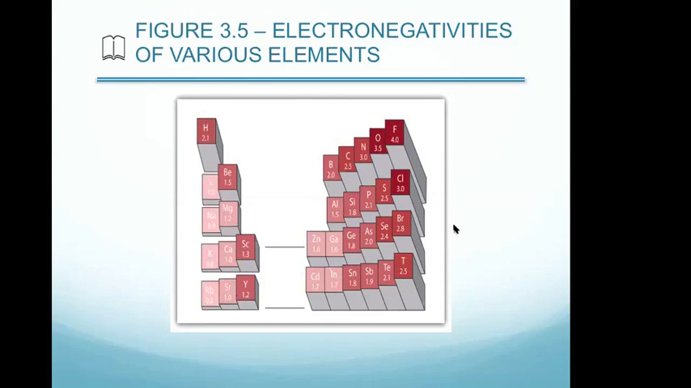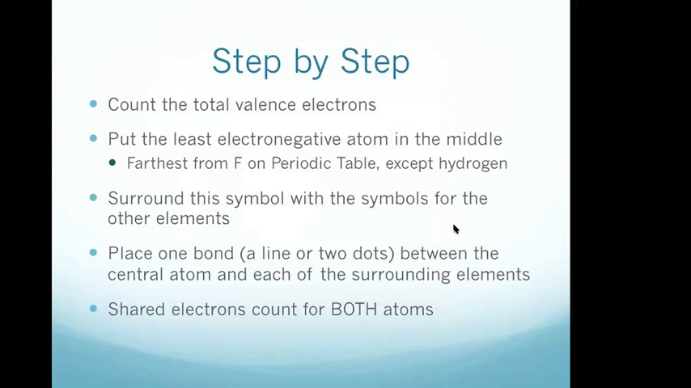All right, so once you have your element that's in the middle, you're going to surround that element with the symbols for the other elements. And usually there's just one, but sometimes we can have more than one attachment on there. And then you're going to place a bond between the two of them.